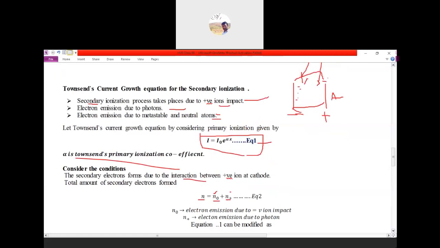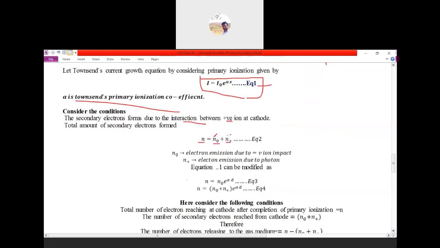Due to that, what we are getting is I equals I naught e power of alpha x. So here is the value, okay. Alpha is the Townsend primary coefficient, okay.